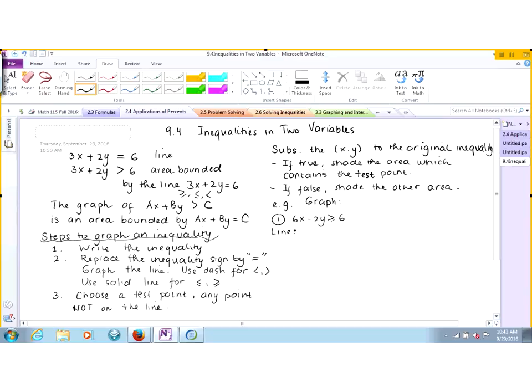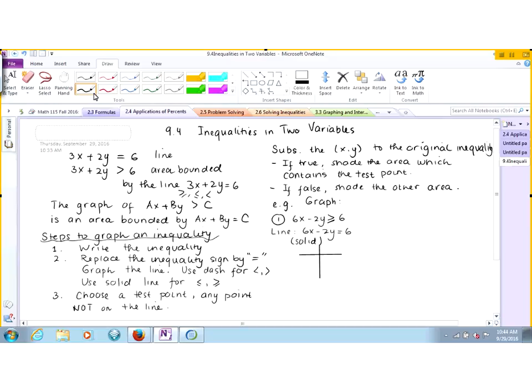All right, so what is the equation of the line? Yes, so this is the line that you're going to draw. This is the boundary. Okay. Now, will it be a solid line or a dashed line? Why solid? It has an equal sign here. Yeah, okay. So, do we know how to graph 6x minus 2y equals 6? Yes, so we could use the intercept, right? Do you want to use the intercept?